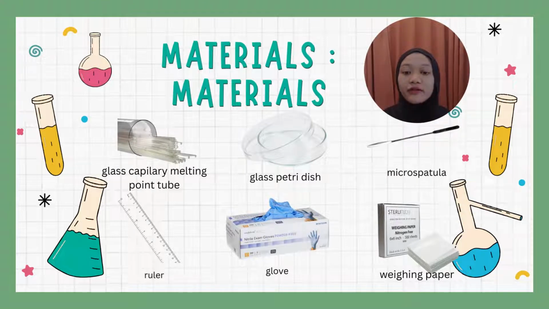The materials, reagents or chemicals that we used while undergoing this experiment are solid organic compounds such as benzoic acid and salicylic acid. As for the apparatus or glassware, we use glass capillary melting point tubes, a weighing dish, micro spatula, ruler, gloves and weighing paper.